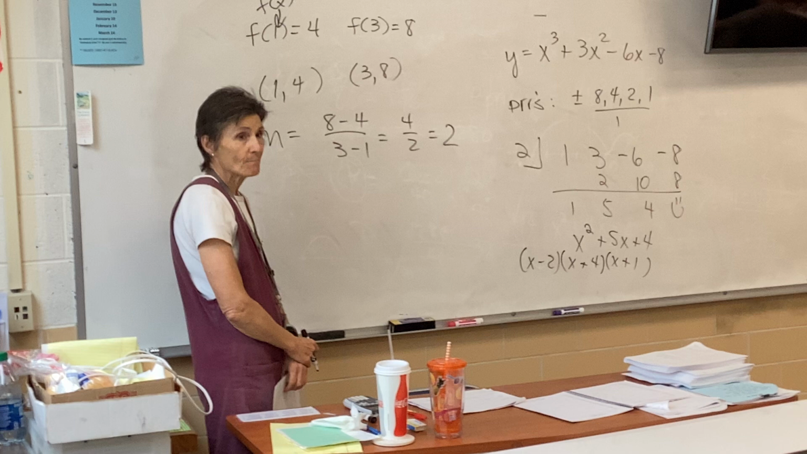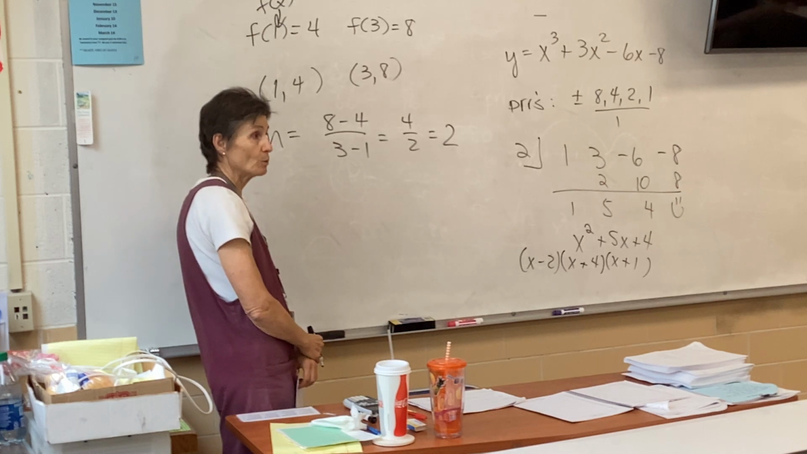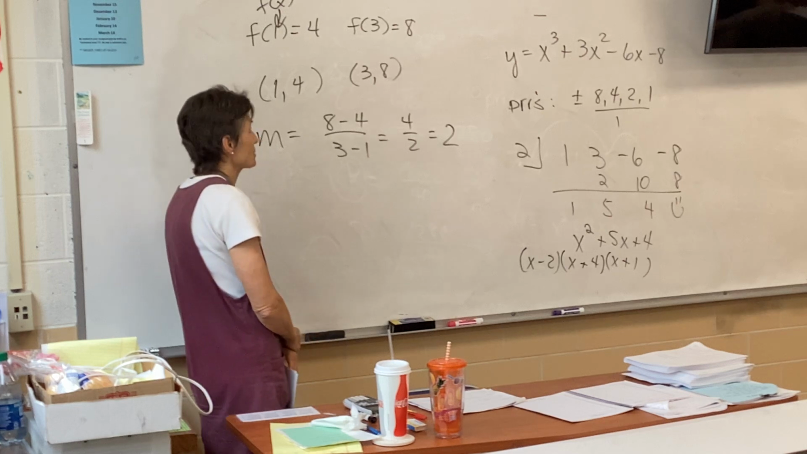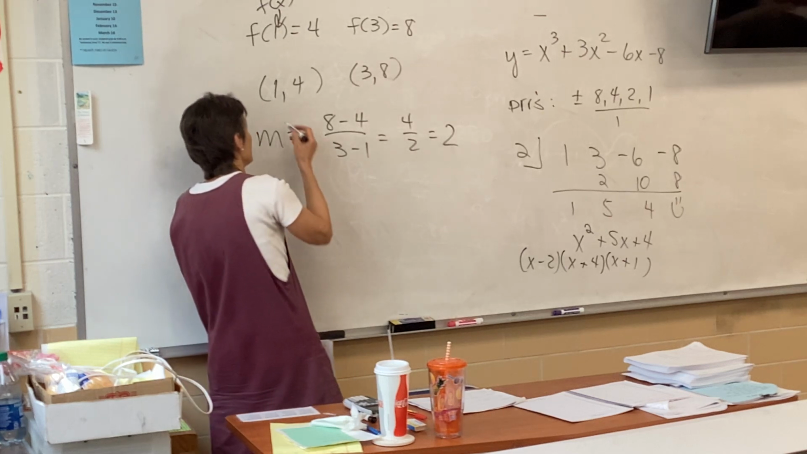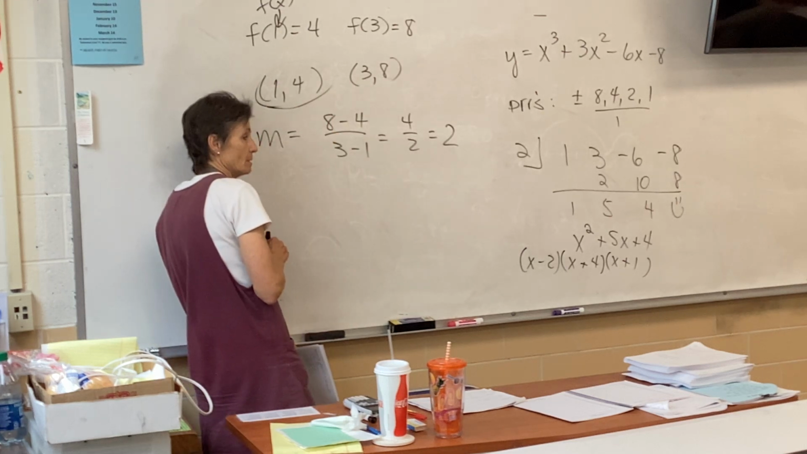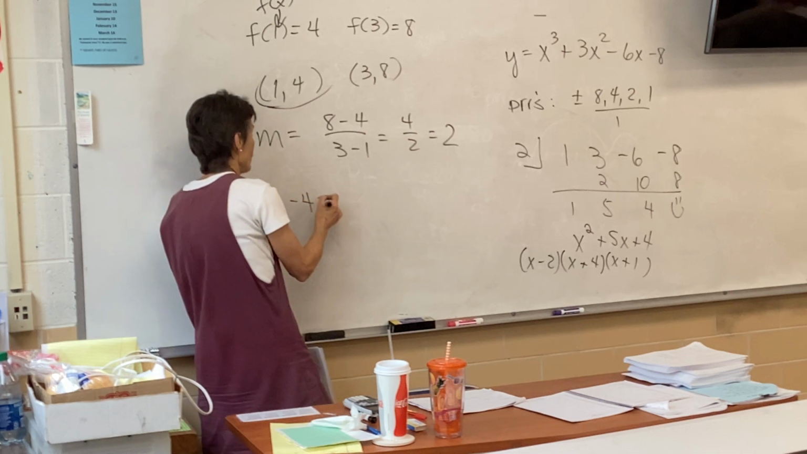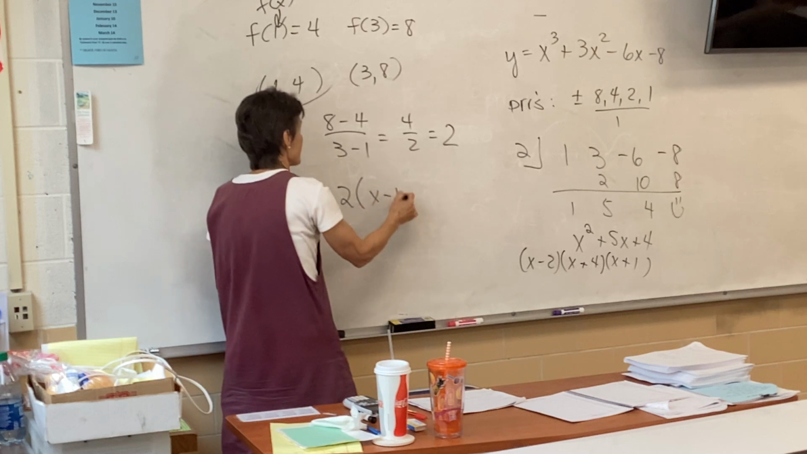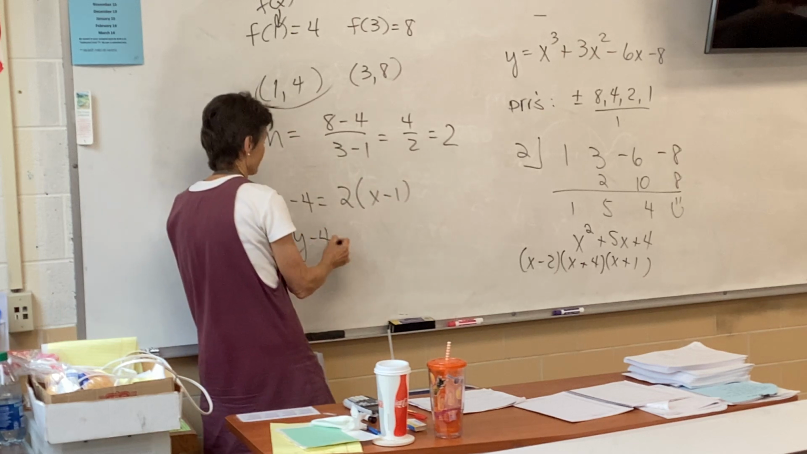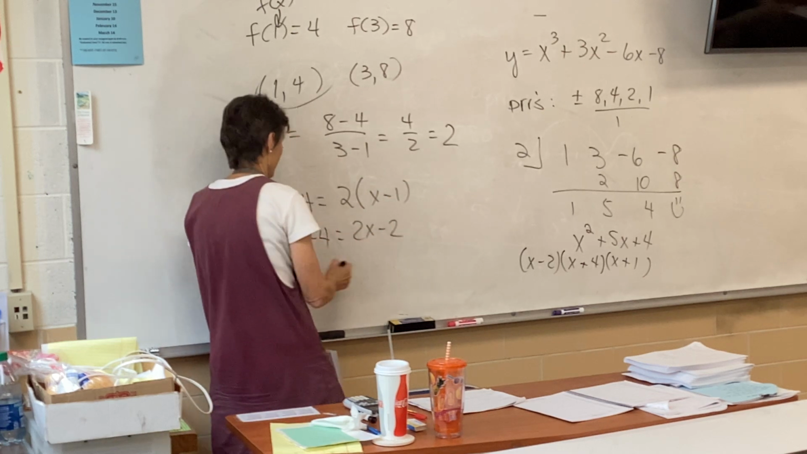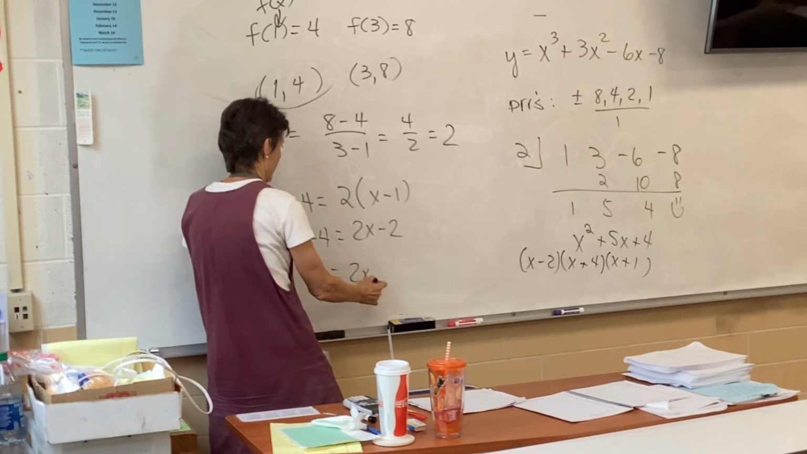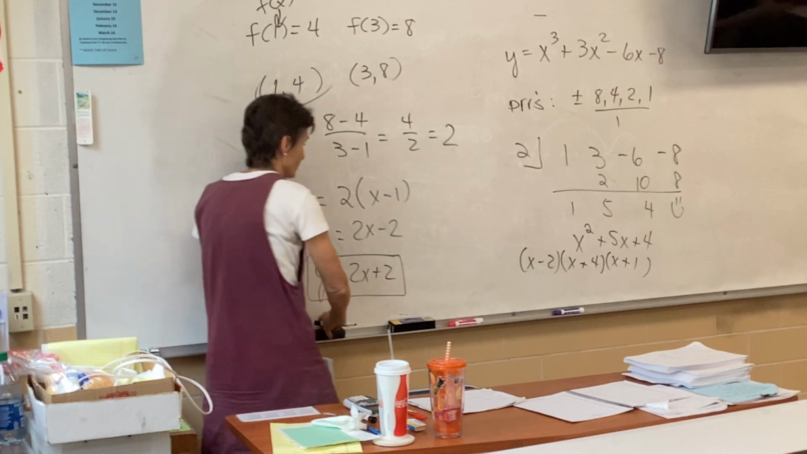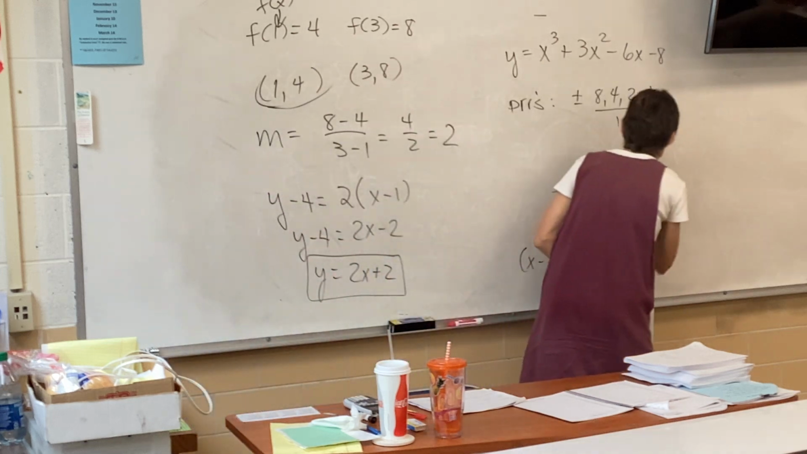Now what? I'm writing the equation of a line. Pick a point, I'll just pick that one. y minus 4, y minus the y equals slope times x minus the x. All right, that's what I got too. Let me check that and see if I made a mistake.